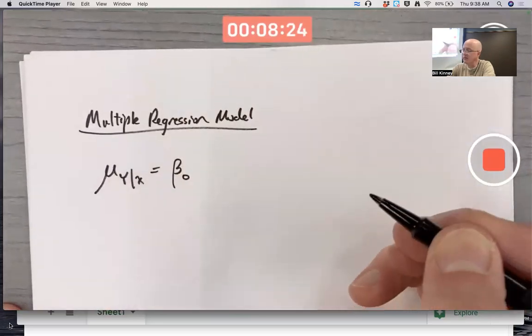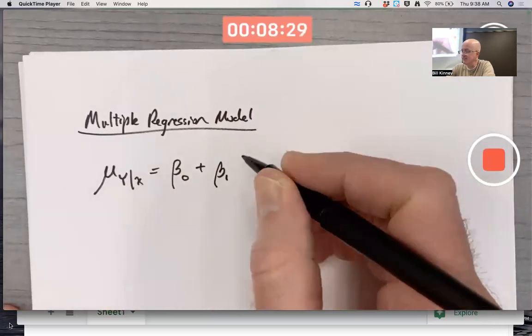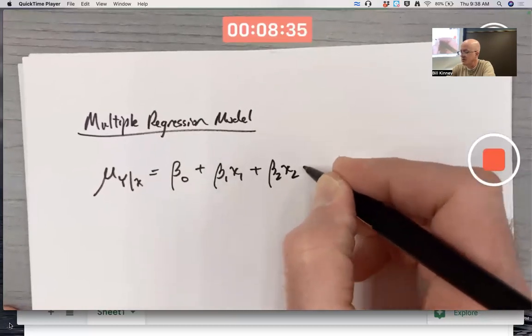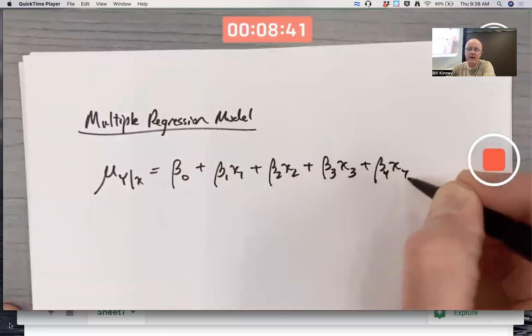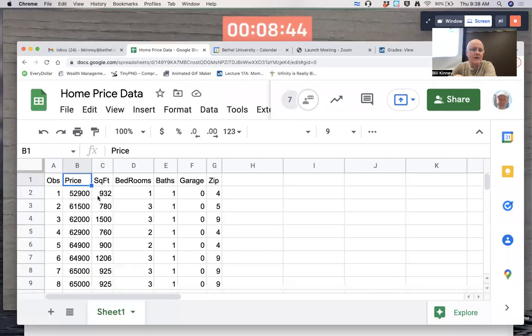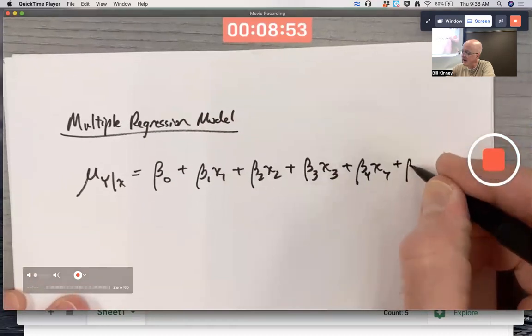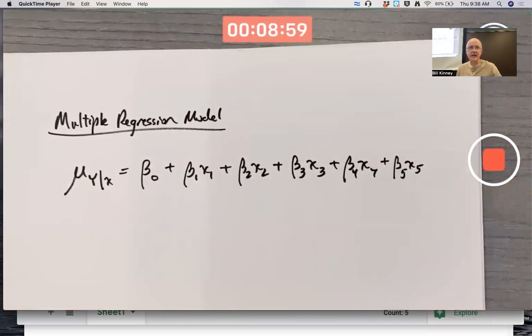It's got a constant term, beta 0, and some linear function of the x's: beta 1 times x1, plus beta 2 times x2, plus beta 3 times x3, plus beta 4 times x4. I think there was a 5th variable. Square foot, bedrooms, bath, garage, zip. Yes, 5 explanatory variables or predictor variables. Beta 5 times x5. So this is an assumption about how the mean of y depends on the given x's.